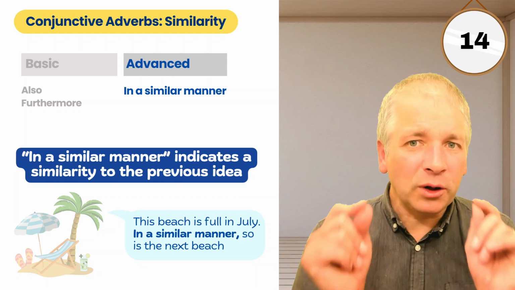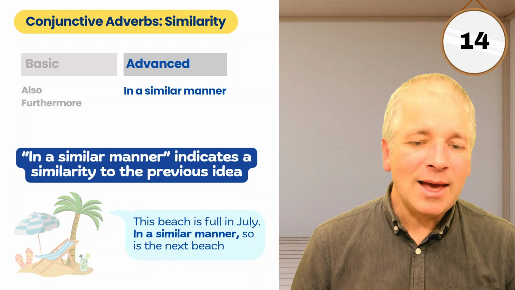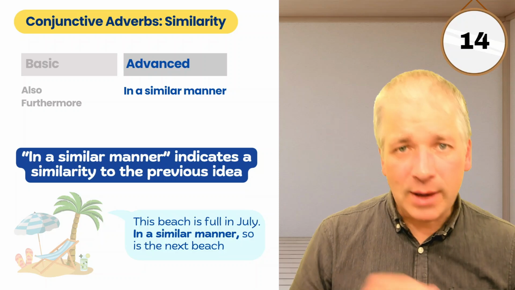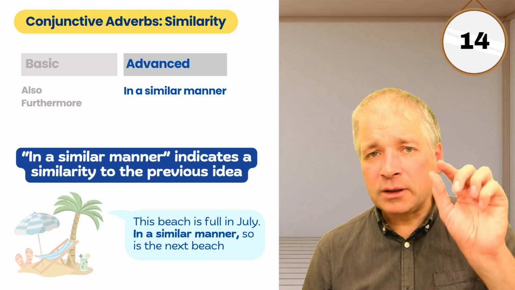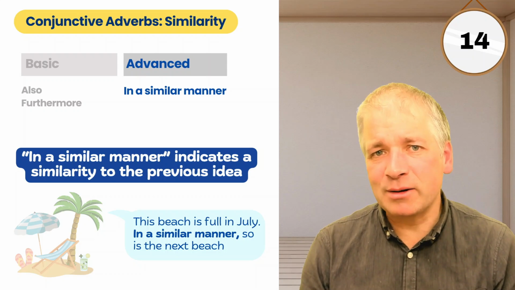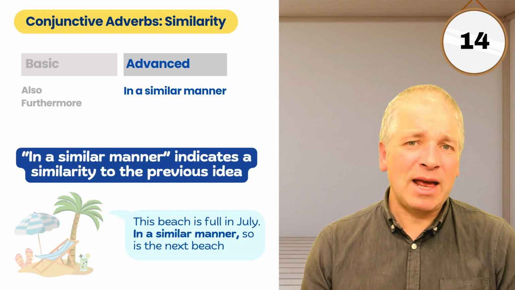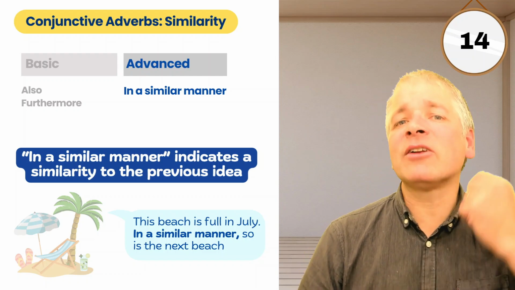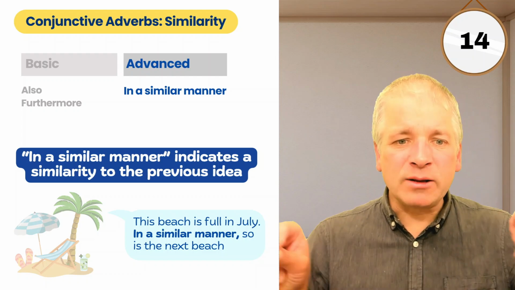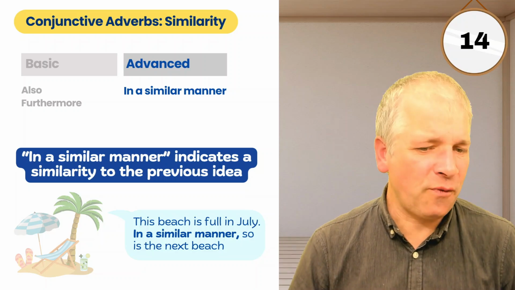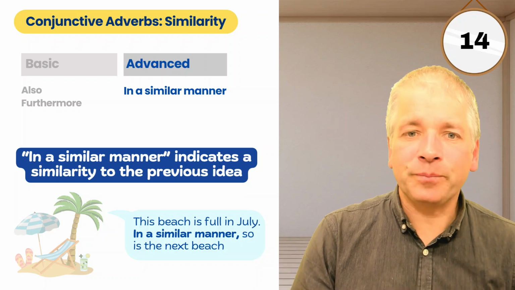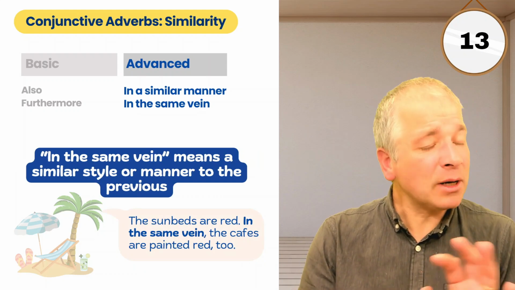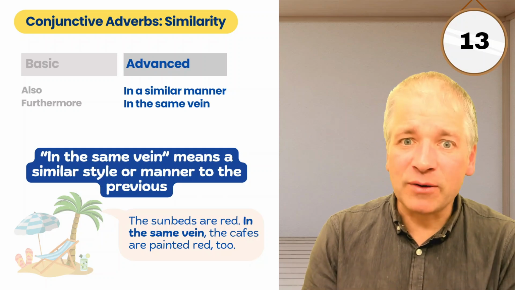The beach is full in July. In a similar manner, so is the next beach. So here, in a similar manner doesn't join the first sentence to the second sentence, but what it does is create a connection between the two. The second sentence is linked to the first sentence in the way described by the conjunctive adverb phrase here, in a similar manner.